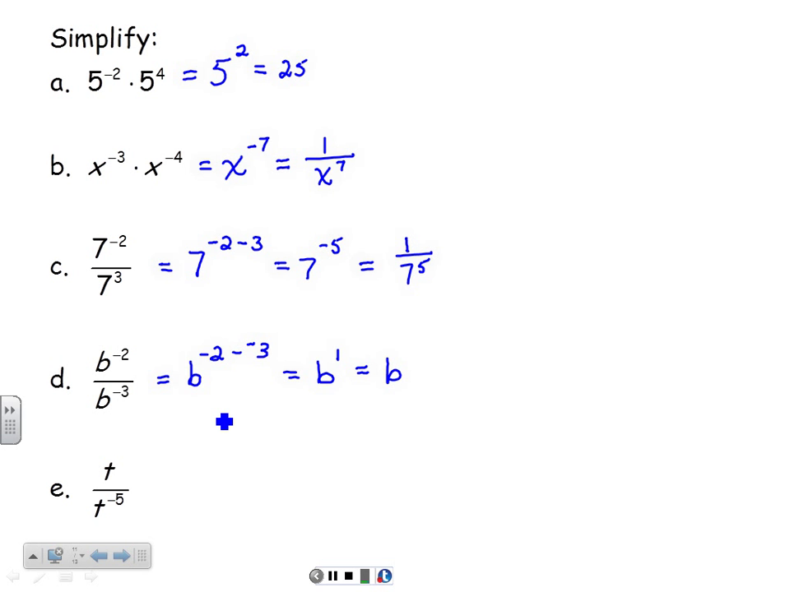Letter E, this numerator of t has an exponent of 1. So remember, when you divide powers with like bases, you keep the same base, which is t, and you do top minus bottom exponent. And so we have double negatives, and so we get t to the positive 6. 1 plus 5 is going to be 6.